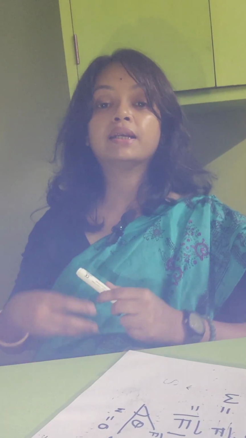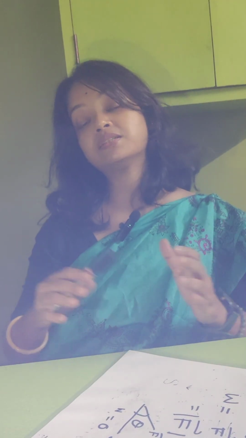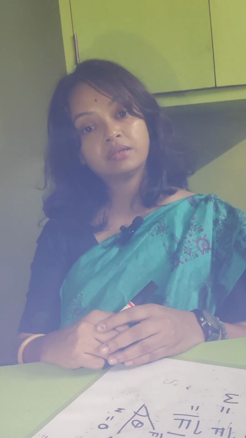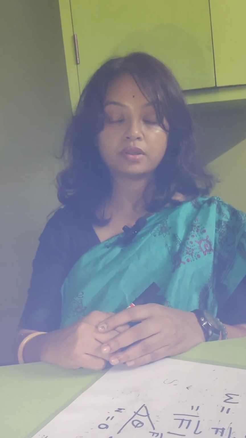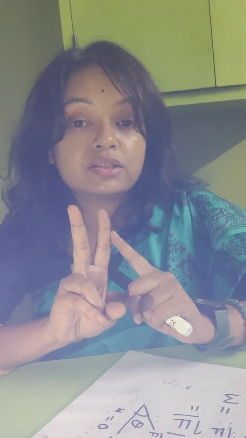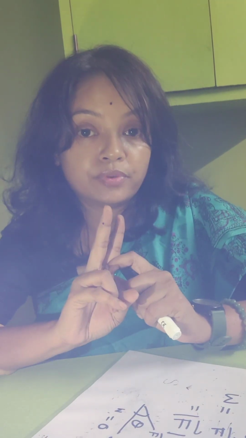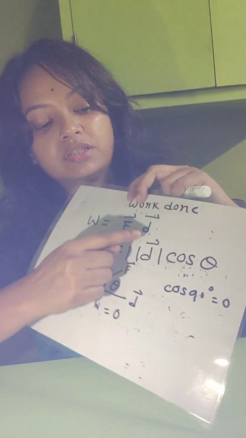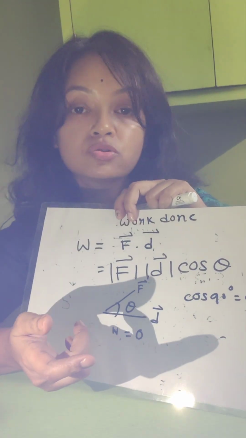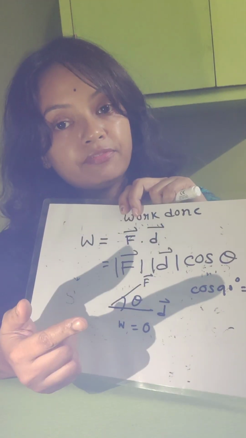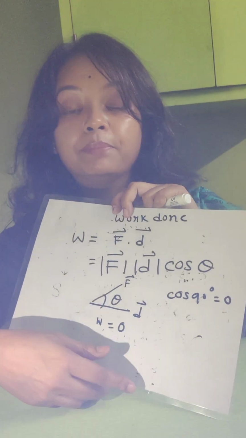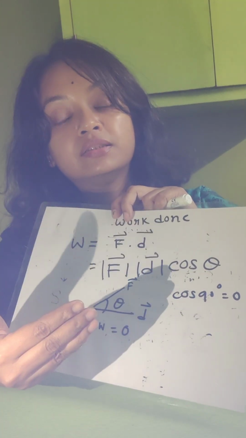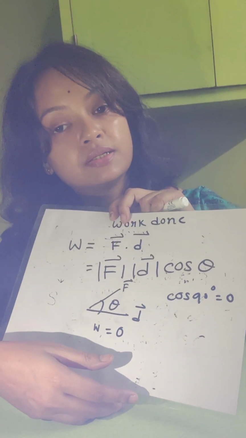One more thing: after applying force, if there is no displacement, in that case also work done is completely 0. So there are two conditions for work done to be 0. If there is no displacement, that is, if D is 0, then work done is 0. And if force and displacement are perpendicular to each other in this dot product, then work done will also be 0.